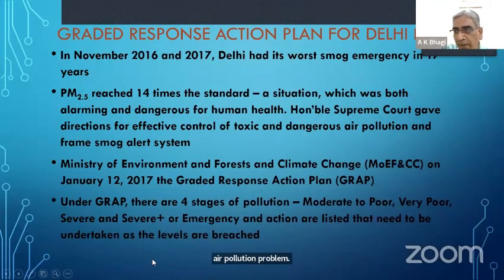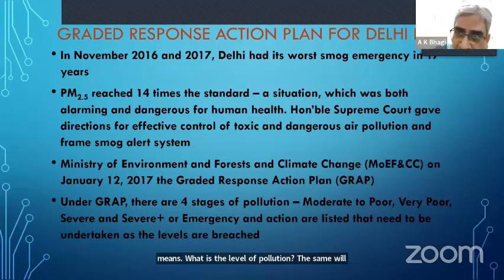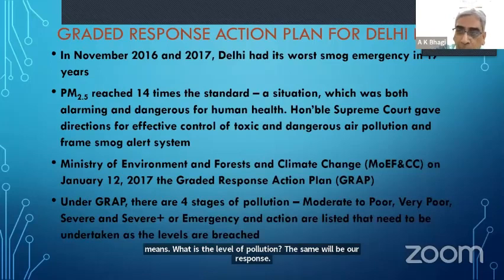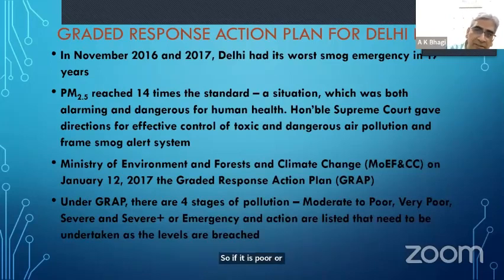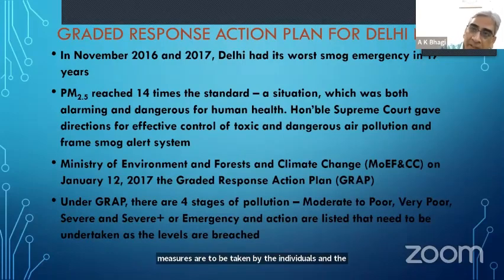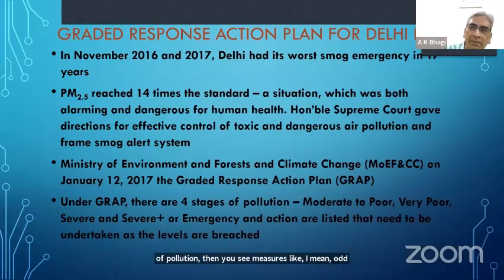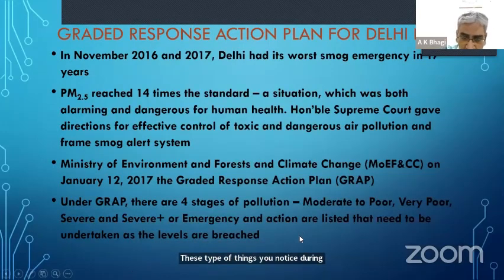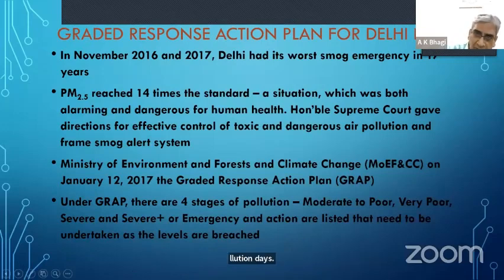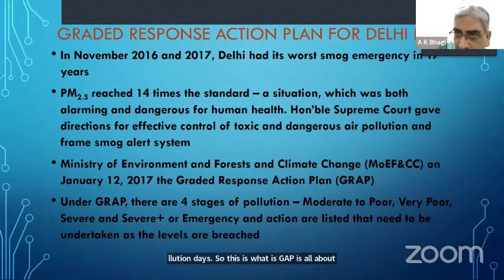We have seen that graded response means that depending upon the level of pollution, so will be our response. So if it is poor or moderately poor, then certain measures are to be taken by the individuals and the local governments. And if there is severe pollution or a very high level of pollution, then you see measures like odd-even coming in, and construction activities being stopped. These types of things you notice during high pollution days. So this is what GRAP is all about, but mostly it is short term.